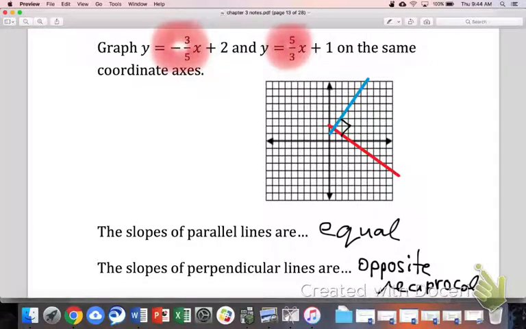Okay, so those are the two big takeaways from this section. We want to remember that parallel lines have the same slope and that perpendicular lines have slopes that are opposite reciprocals. So opposite means the signs are different. Reciprocal means that they are flips of each other, like vertical flips of fractions of each other. So that's your big takeaway. Make sure you get that down. And we're going to do one more example with this.